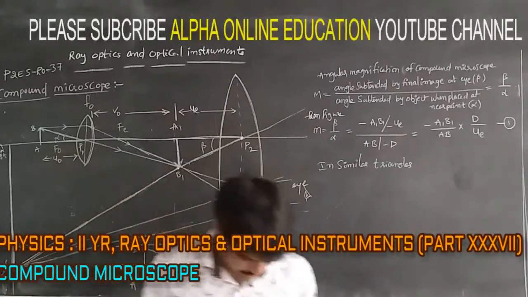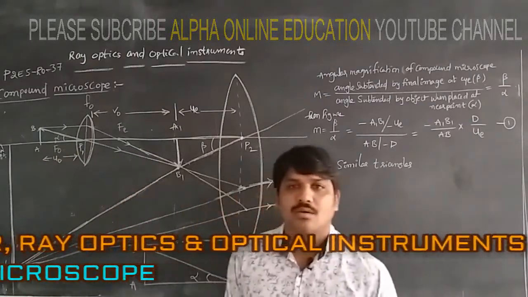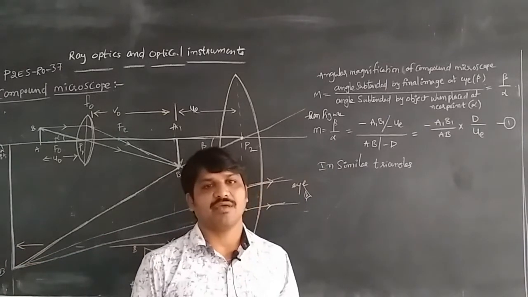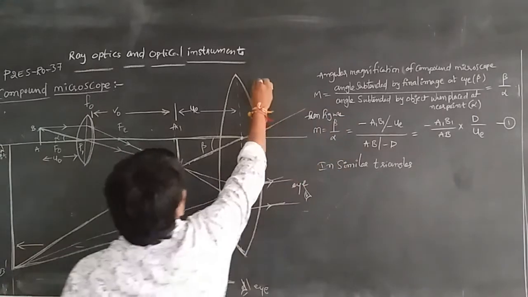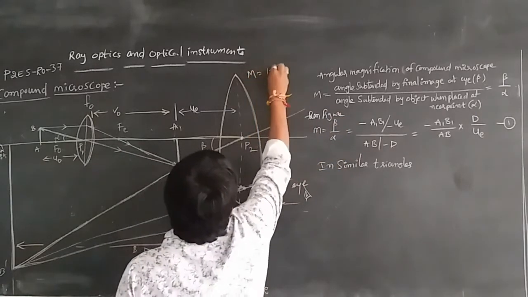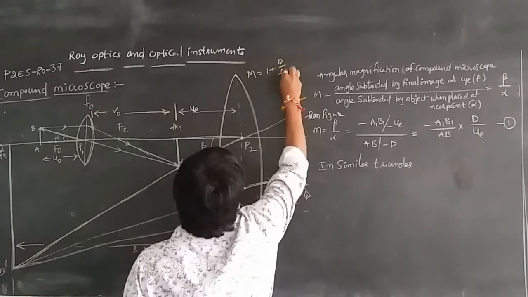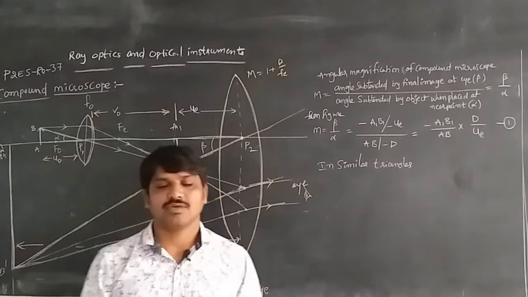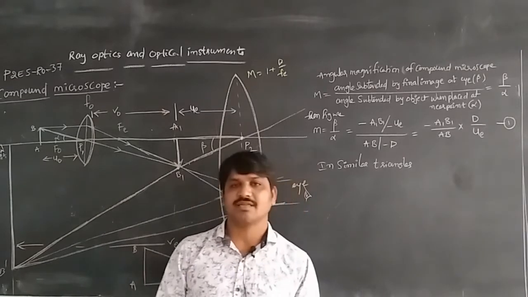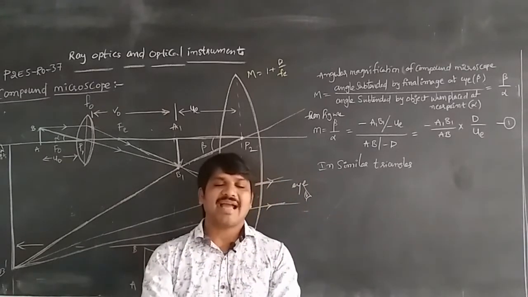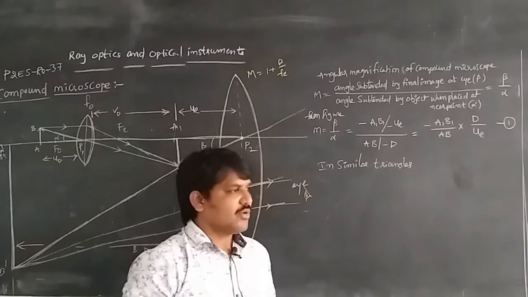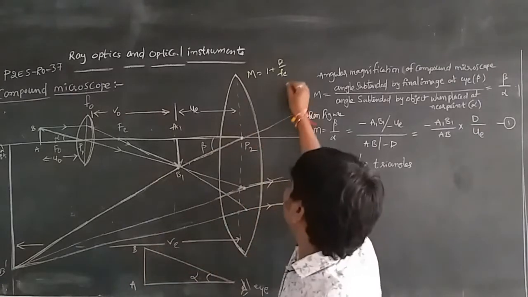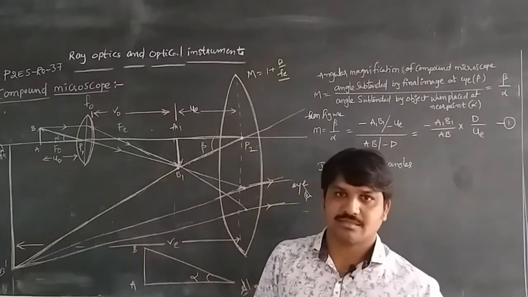Compound microscope. Here we have the equation for the magnifying power of a simple microscope, that is m is equal to 1 plus d by fe. This will be the magnifying power of a lens, because in a simple microscope we use one convex lens. We can increase the magnifying power by decreasing the value of the focal length of the lens.